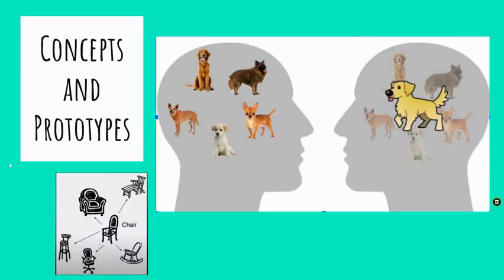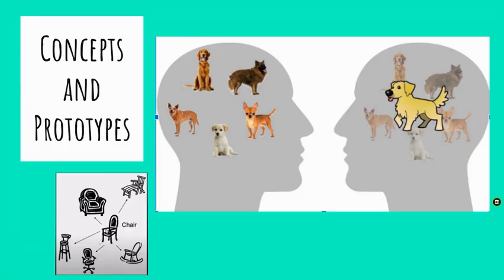So, in this activity, when I asked you to close your eyes and picture a chair or picture a dog, what I was asking you to do is essentially come up with the first visual you have in your mind for that topic, for that category. So within that category, dogs, you have a specific prototype. And that prototype is the dog that you think of when you first are asked to picture a dog.